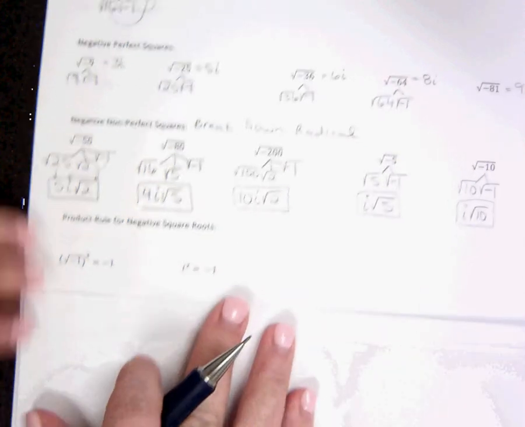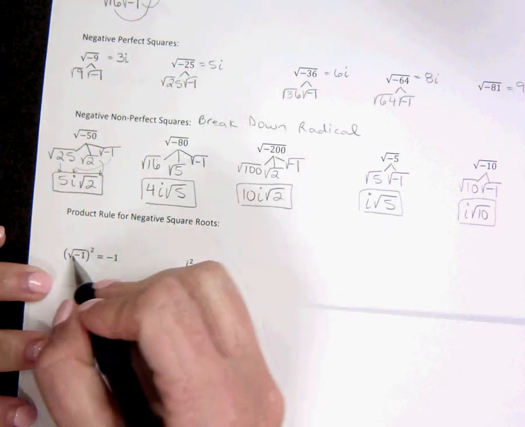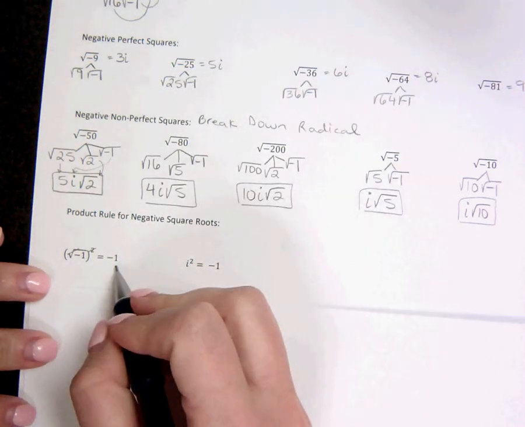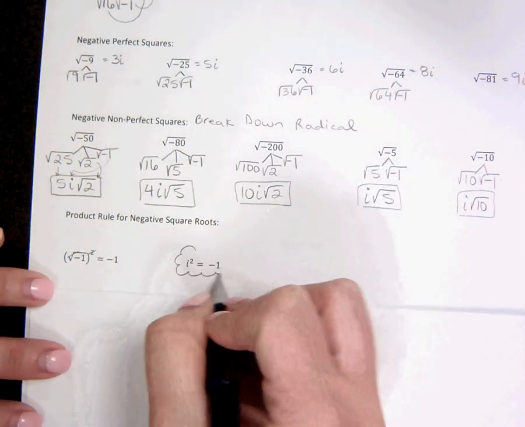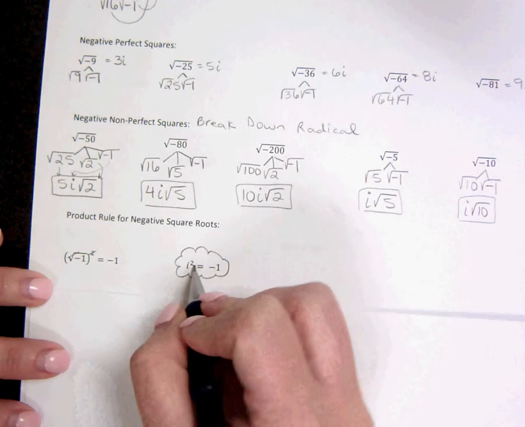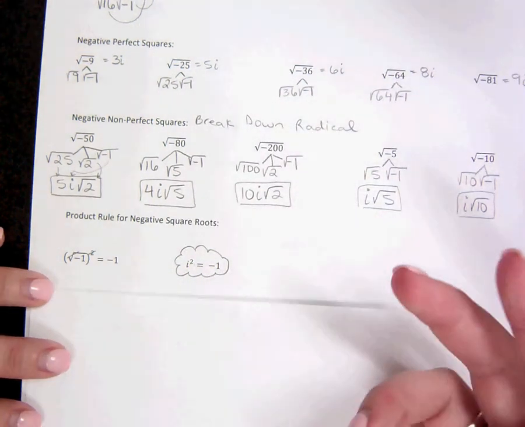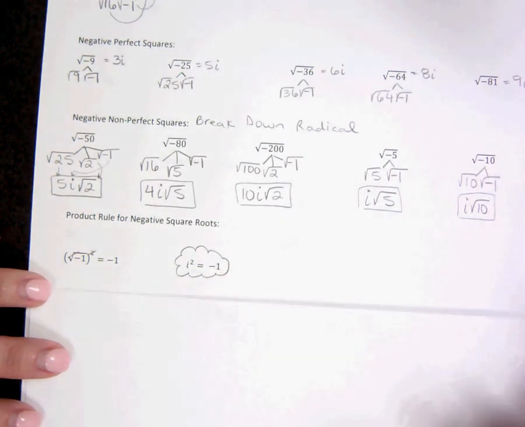The product rule for square roots, you'll have to keep in mind that if I have the square root of negative 1 and I square it, the radical and the square kind of cancel out and we're left with negative 1. So another thing to kind of memorize or just remember is that i squared will always equal negative 1. And you always will make that switch. Anytime you see i squared, we'll change it over to negative 1.